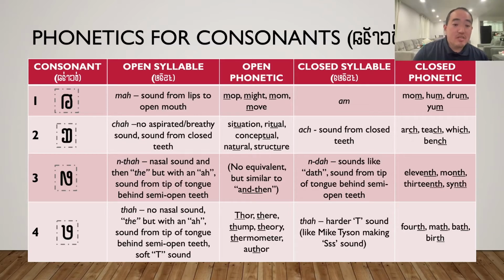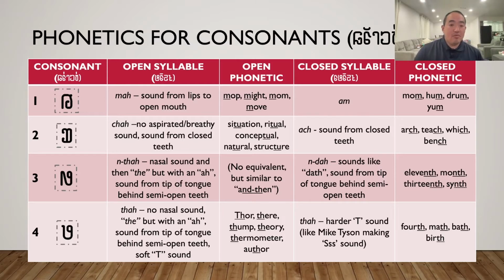Now for the third one, this one is pronounced nda, ndat. So for the open syllable, it'll be a nasal sound. So it'll be 'and' followed by the word like 'the', but instead of 'the', it'll be like 'da', depending on the vowel that you'll attach after the consonant. So the sound should come from the nose or the nasal area and then be produced from the tip of the tongue behind the semi-open teeth. So kind of like da, da, da. All right.